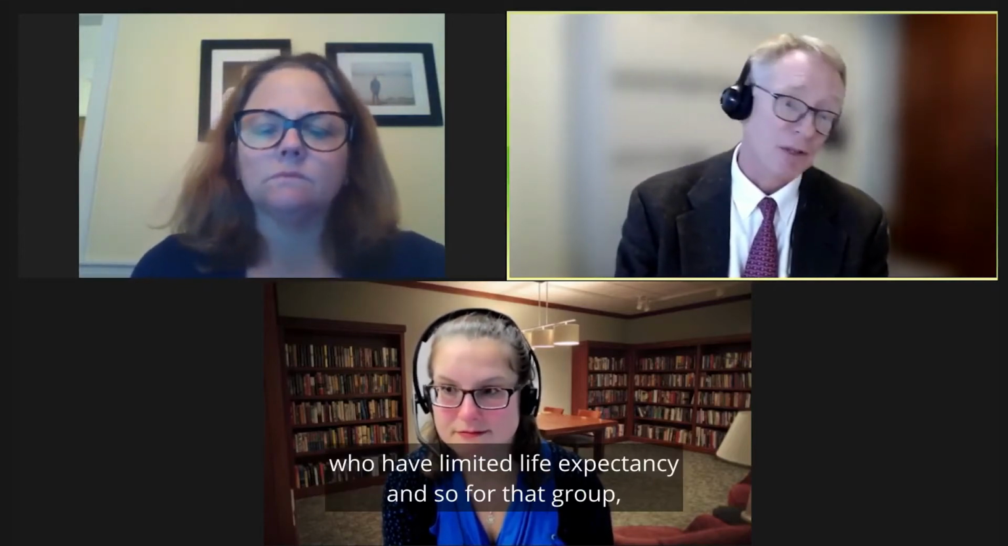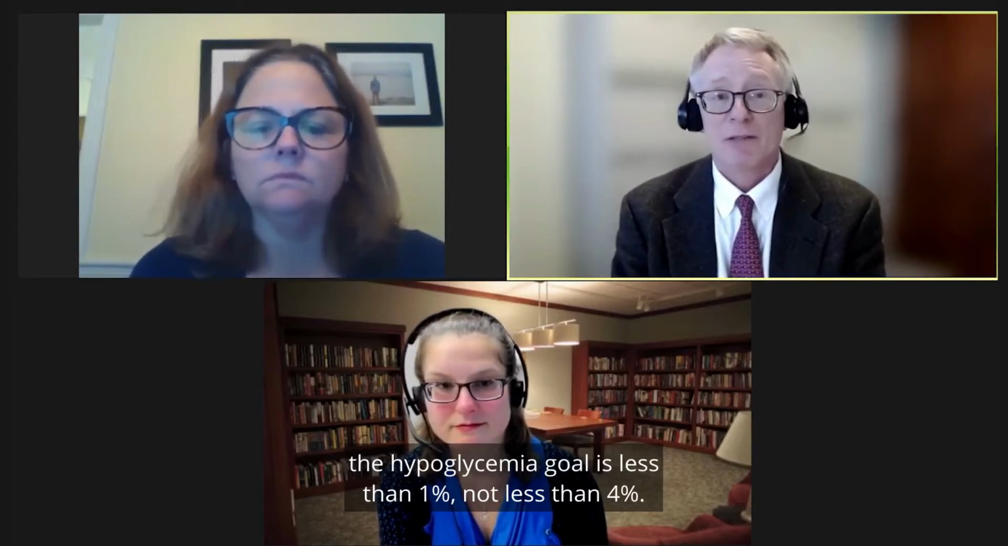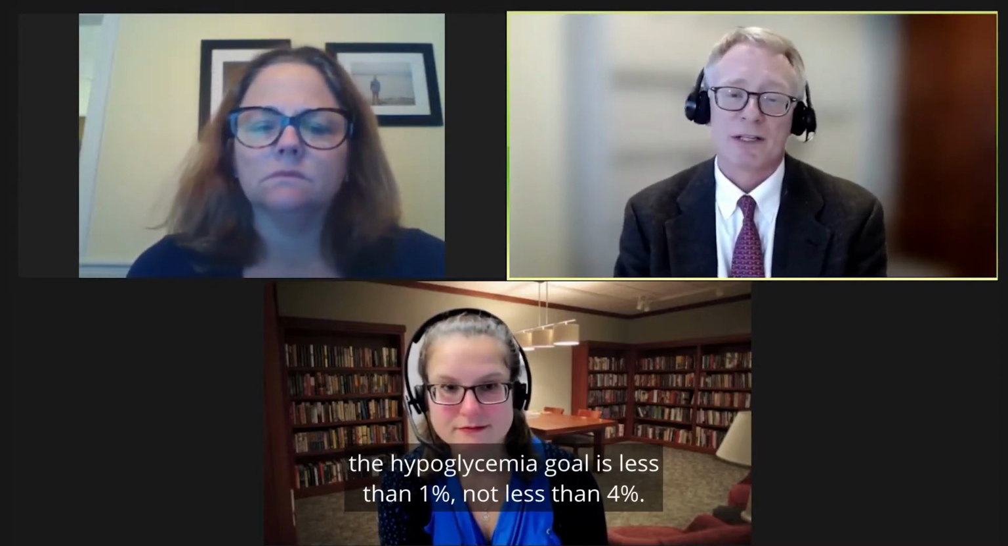And I'd point out it's helpful to keep in mind that these international consensus goals from 2019 actually include some modified targets for individuals who are at higher risk for hypoglycemia, who have limited life expectancy. For that group, the time in range target goal would be not greater than 70%, but greater than 50%. And for those folks who are at higher risk for hypoglycemia, the hypoglycemia goal is less than 1%, not less than 4%. So there are some standards that can guide us also.